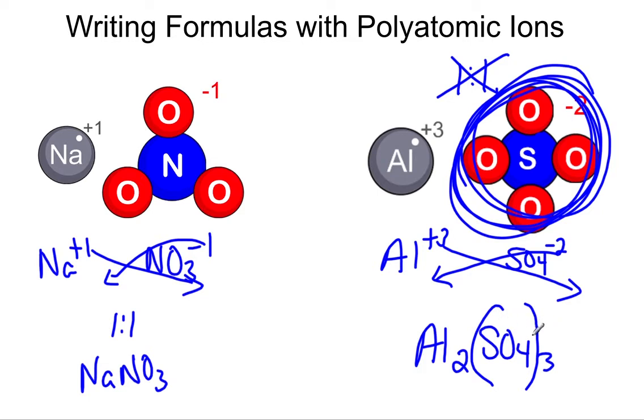Anytime you write a formula and there's more than one of these polyatomics, you got to put it in parentheses. So basically, anytime you write a number after it, you put in parentheses. Because if you don't write a number after it, it means there's only one. No parentheses. But if you write a number after it, you got to put the polyatomic in parentheses. Not the nonmetal, or not the cation, just the polyatomic.